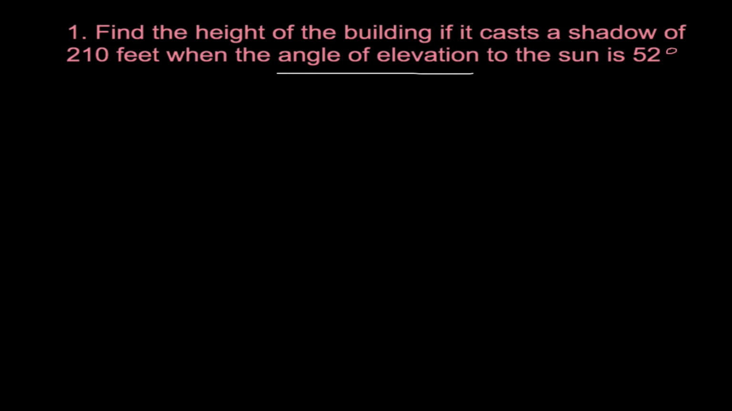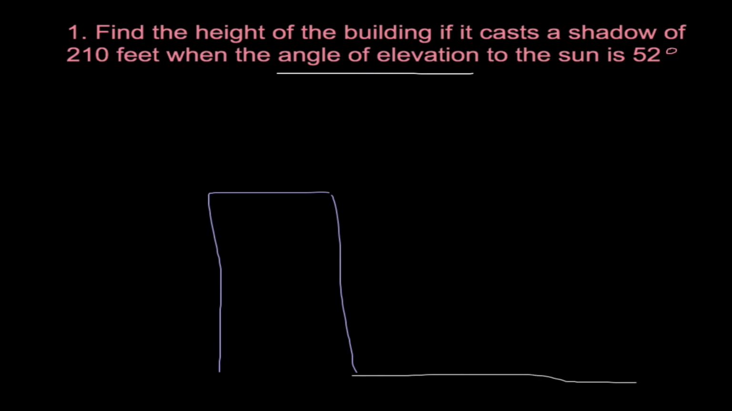So here is my building. There we go. I'm struggling finding a color here. And it says that it casts a shadow. We know a shadow goes along the ground. That was an awful line. My stylus slipped. Okay, and then it talks about the angle of elevation to the sun.